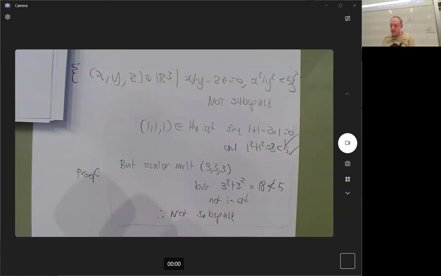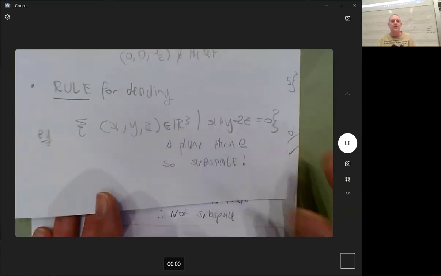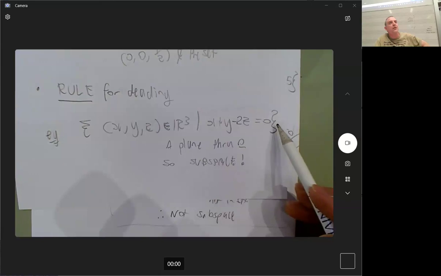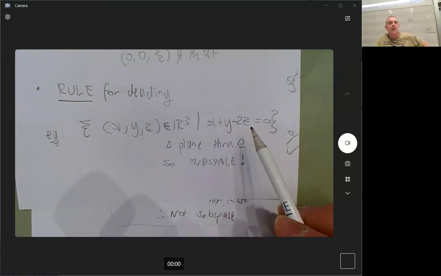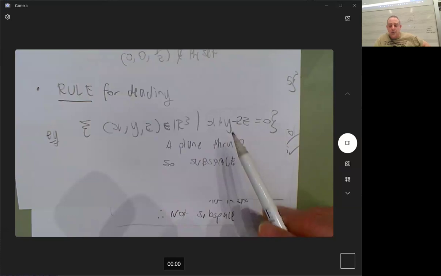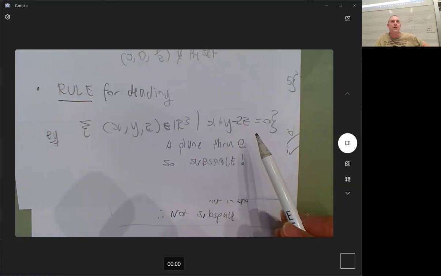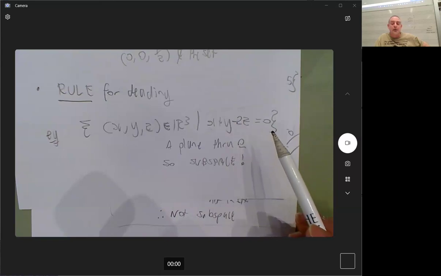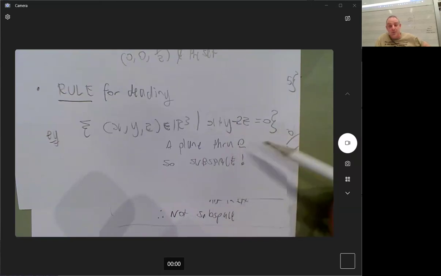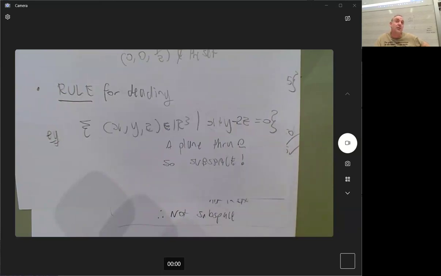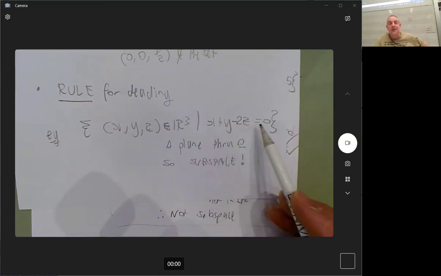But this one is a subspace. No matter what you've got that satisfies this, if I multiply it by something, it'll still work. If 1, 1, 1 works, 1 plus 1 minus 2 times 1 is 0, then 3 plus 3 minus 2 times 3 is still 0. Proving that this is a subspace is a lot more work than just telling whether it's a subspace. I know it's a subspace because it's a plane through the origin. In fact, even better, I know it's a subspace because this is a homogeneous linear equation.